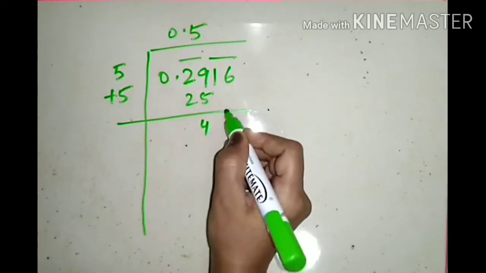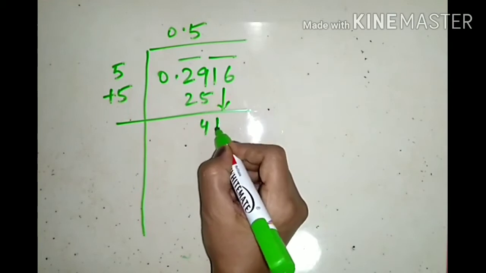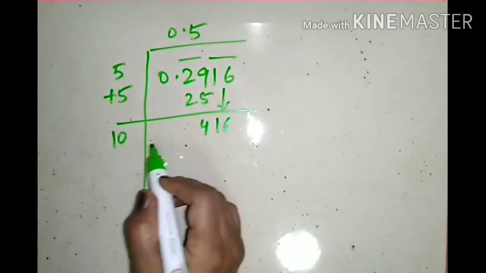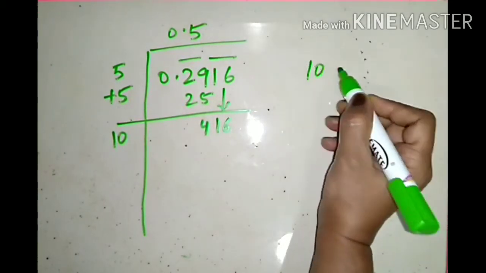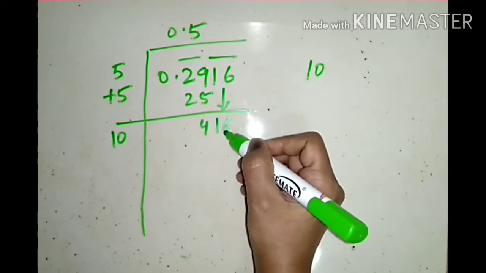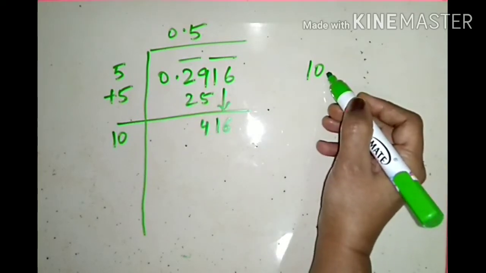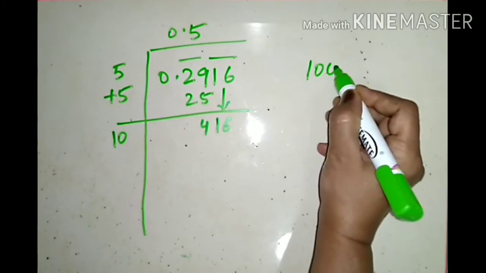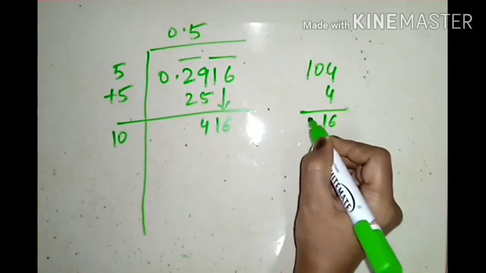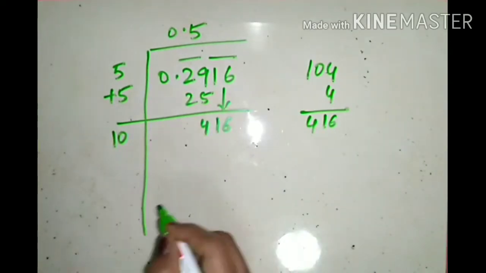Subtract, we have 4. We'll bring this 16 down. We have 10 here. Now we will write something in this place and multiply it by the same number. We need 6. So 1 1s will give us 1, 2 2s will give us 4, 3 3s are 9, 4 4s are 16. So we will try 4. 16, 416. See, we got the number.